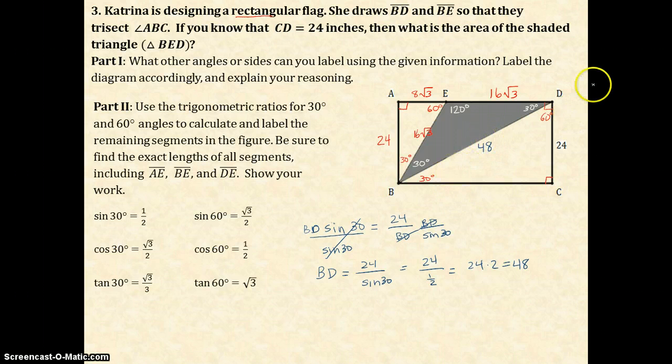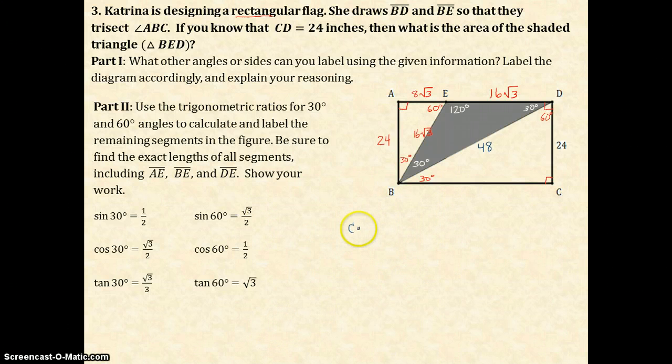And we would have gotten the same thing if we used cosine. If we use cosine, we would have to use the 60-degree angle so that it would be adjacent. So cosine of 60 degrees equals the adjacent, which is 24, over the hypotenuse that we were looking for, which is BD. So in this case, we would end up with BD is 24 divided by the cosine of 60 degrees, which is 1/2, and then you get the same thing.